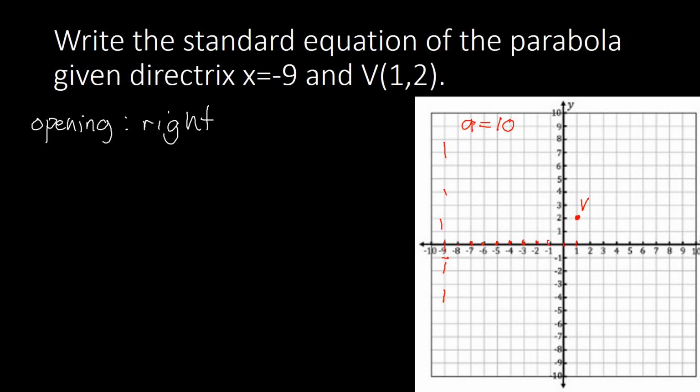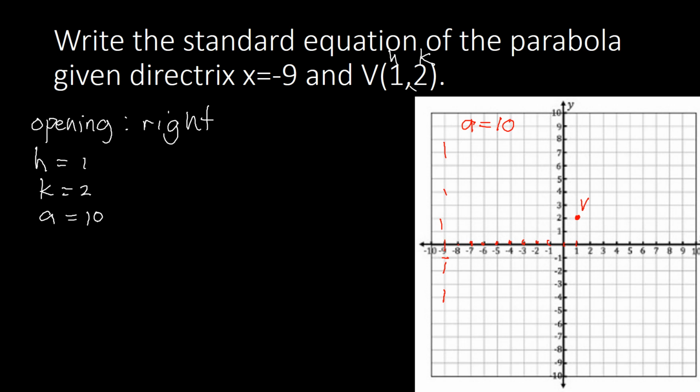Now again, we need the information such as our h, our k, and our a. Based on the vertex given, this is our h, this is our k. h is equal to 1, k is equal to 2. Our a, based on the graph, we counted the distance from the directrix to the vertex, which is 10.